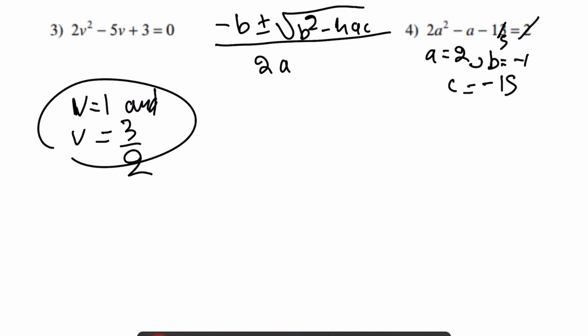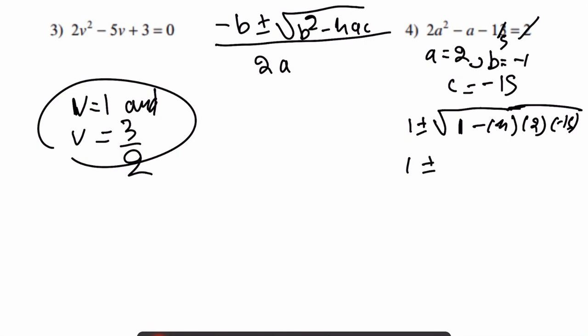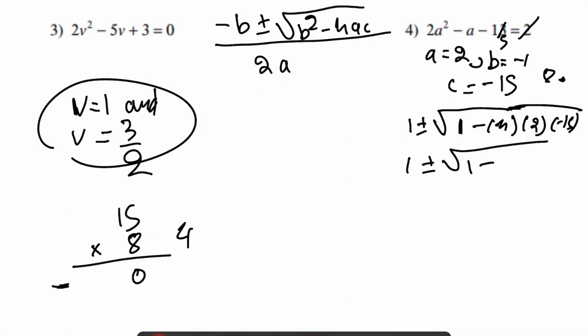So now let's plug this into the quadratic formula. We have negative b, so negative 1, which is 1, plus or minus the square root of b squared, so negative 1 squared is 1, minus 4 times a, which is 2, times c, which is negative 15. So we have 1 plus or minus the square root of 4 times 2 is 8. And then 8 times 15, let's see, I can do the math separately here. 5 times 8 is 40. 1 times 8 is 8. 8 plus 4 is 12.